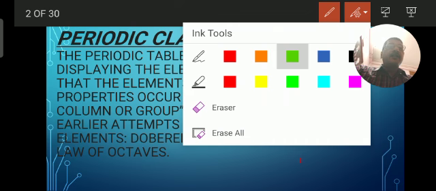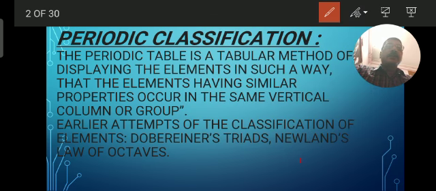Let me tell you, the periodic table is a tabular method of displaying all the elements in such a way that elements having similar properties occur in the same vertical column. This vertical column is known as the group.